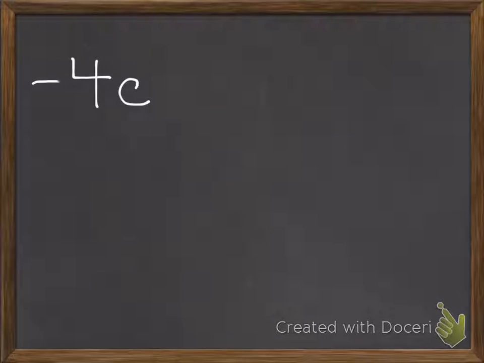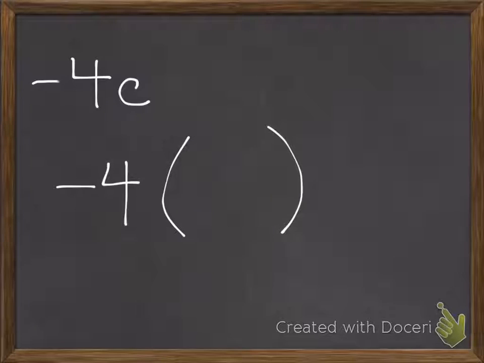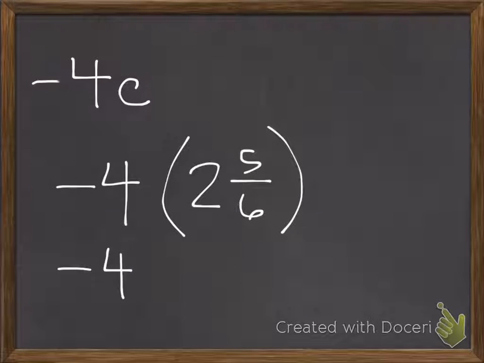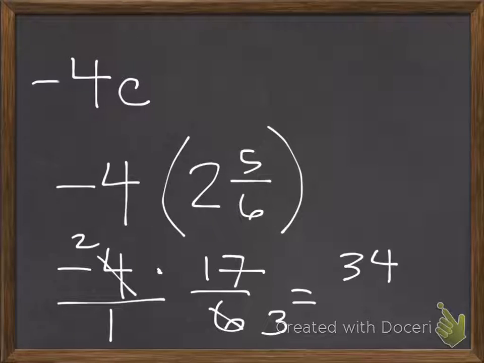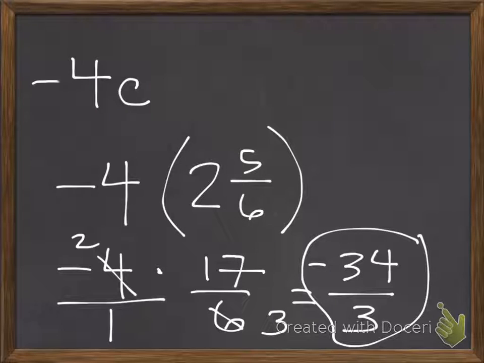The last one, we are doing negative 4 times C, which C was 2 and 5/6. So again, we need to make 2 and 5/6 into improper. If I make a whole number a fraction, I would put it over 1. So 4 over 1 times 17 over 6. And I can simplify the 4 and the 6 by dividing by 2. And then I multiply negative 2 times 17, which is 34, negative, over 1 times 3, which is 3. And that's as simplified as I can get it.